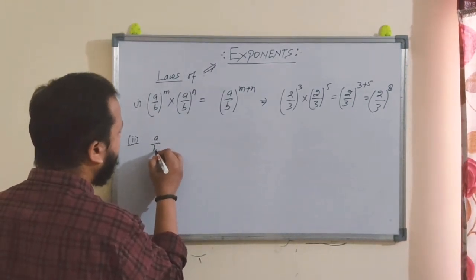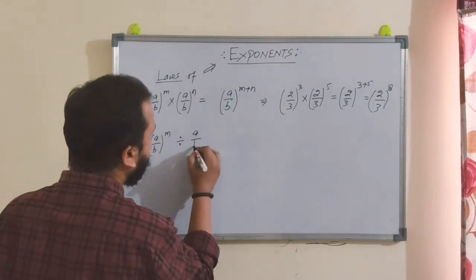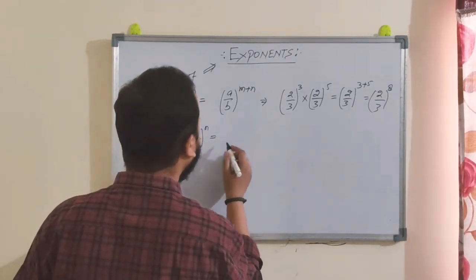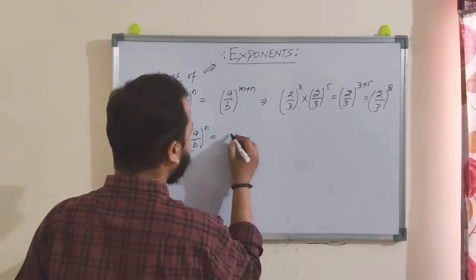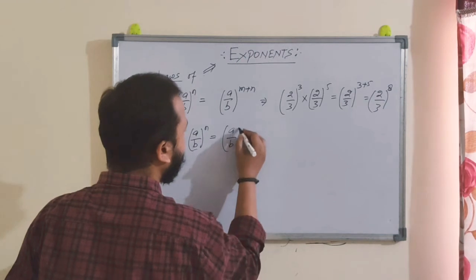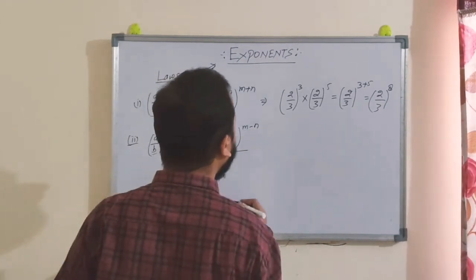If (a/b)^m is divided by (a/b)^n, you can simply write it as, your division sign is here, so you just subtract the exponents when the bases are the same. So here the bases are the same, so you can write it as m minus n.